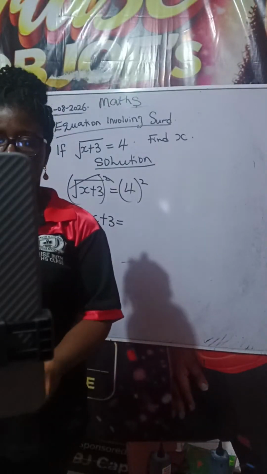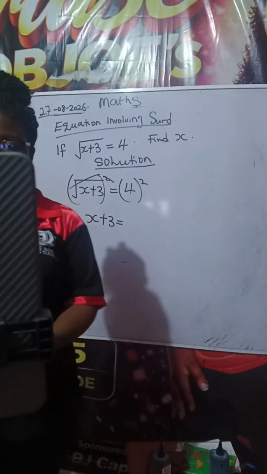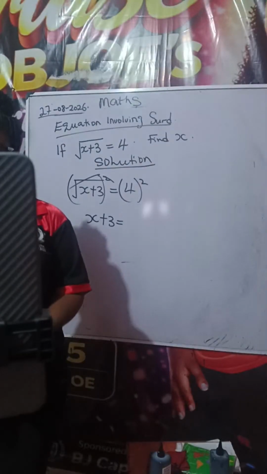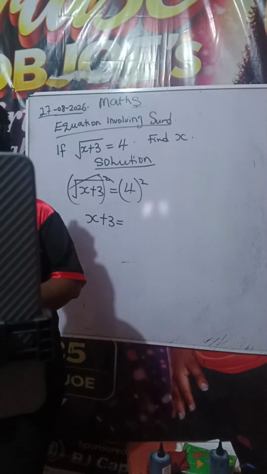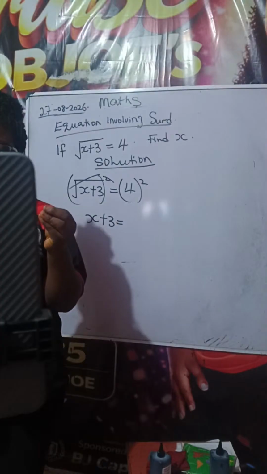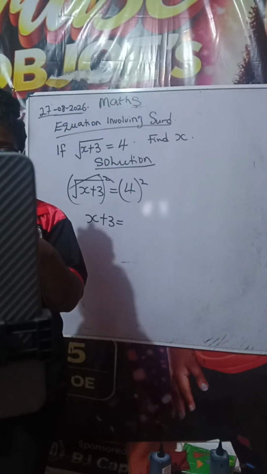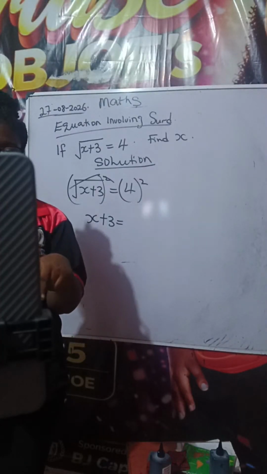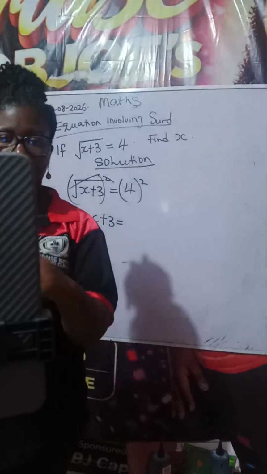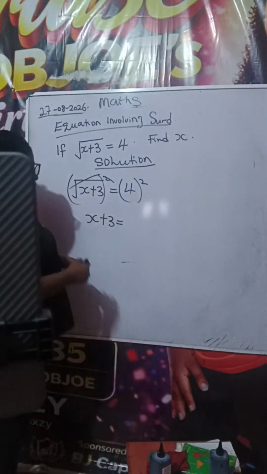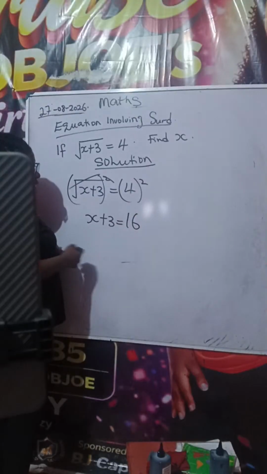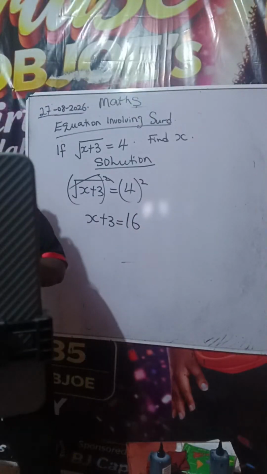Everybody, what is 4 square? Thank you. 16, correct. Squaring means that we are going to multiply 4 two times. It is not 8, because once you square it, it will give you 16. Correct. So we have 16. Now, what's next again? Thank you very much for your response.